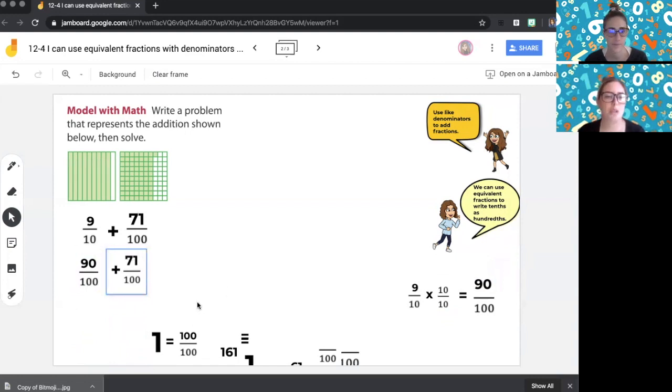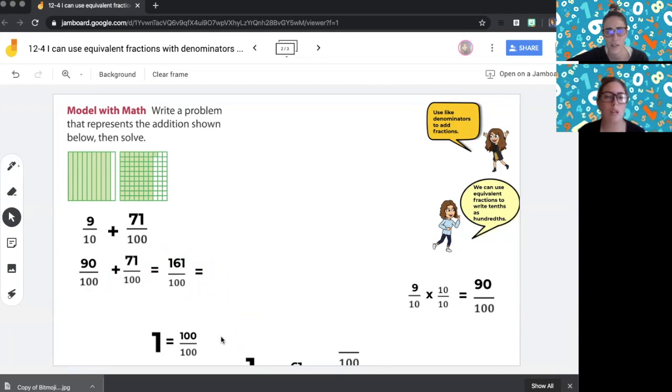Yep, now we have common denominators and we can add our numerators easily. Well, I know that 90 plus 71 is 161. Our denominator stays the same, right? Correct. But this looks like an improper fraction. Yeah, I'm noticing that the numerator is greater than the denominator, which tells me that this fraction is greater than 1 whole. Okay. So how do we turn that into a mixed number?